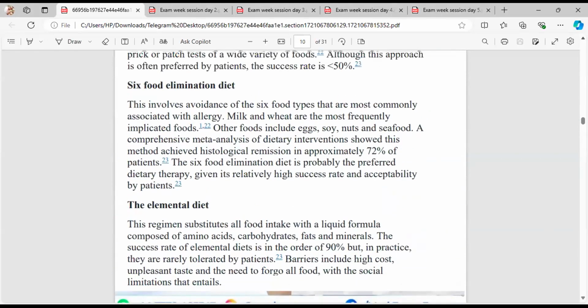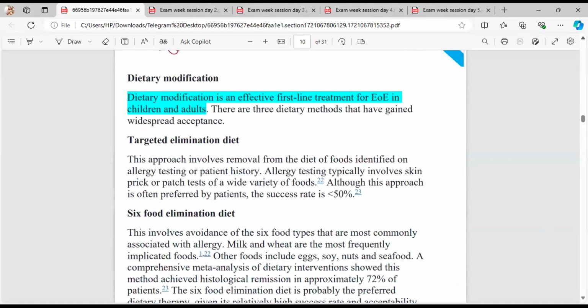Yeah. So in the exam, mostly they give the question related to the medical treatment. But yes, our treatment always starts with dietary modification. We just eliminate the food which creates the problem. You always omit that food.